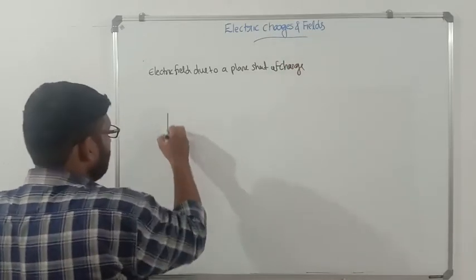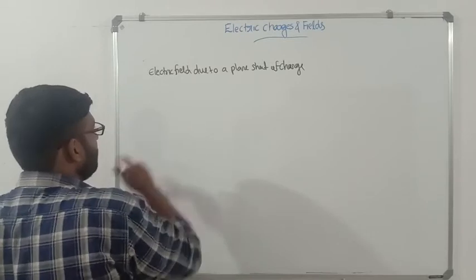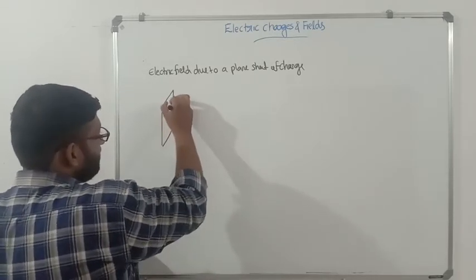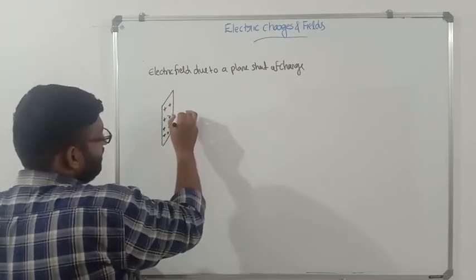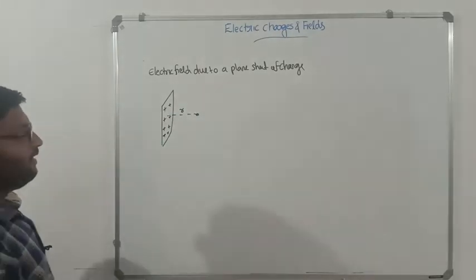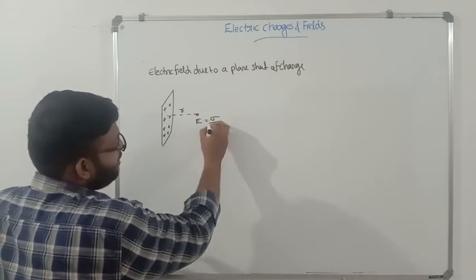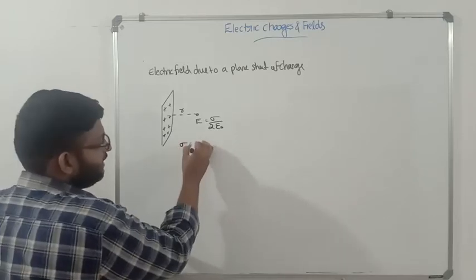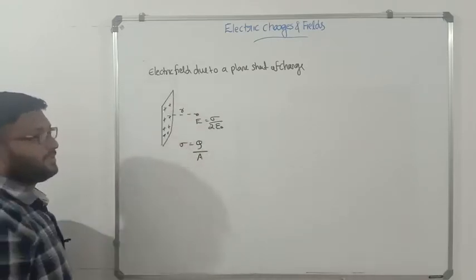Suppose you're having a plane. Maybe it is positively charged. You can make it negative also, no problem. And you keep a point over here at a distance r. So you need to find electric field at this point. This electric field is nothing but sigma by 2 epsilon 0, where sigma is the total charge in the surface divided by area of the surface.